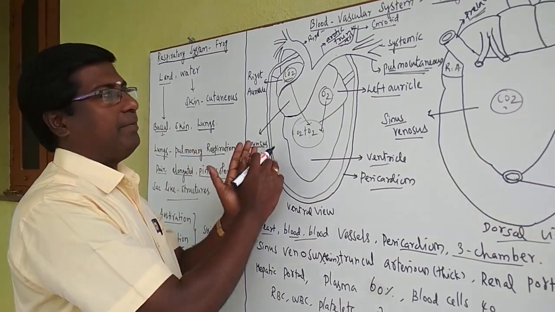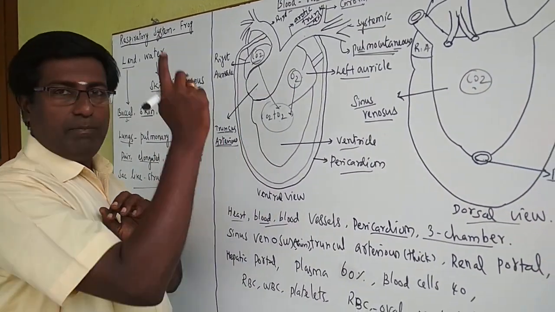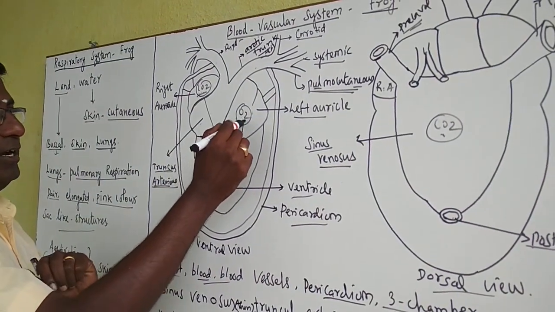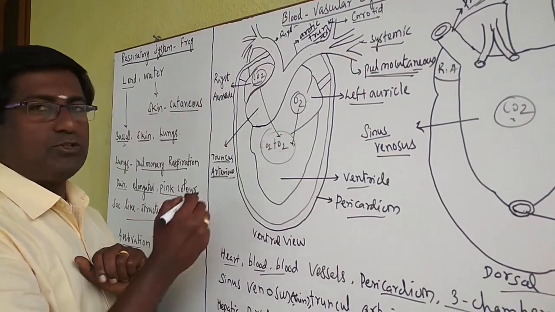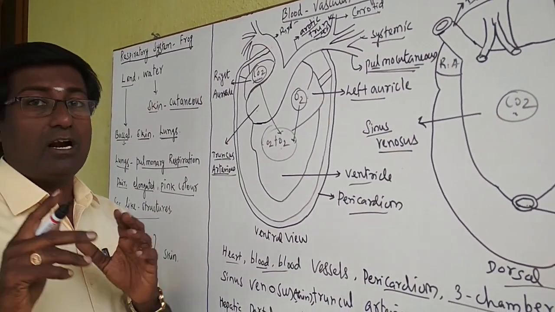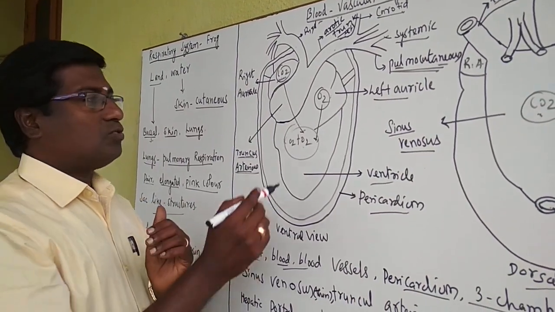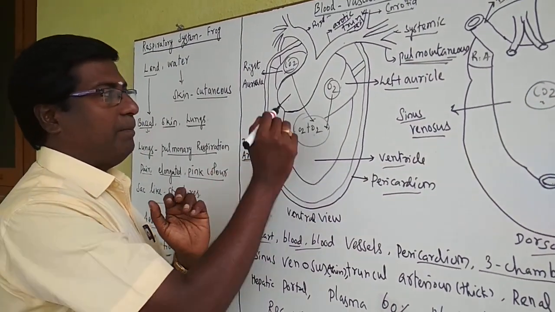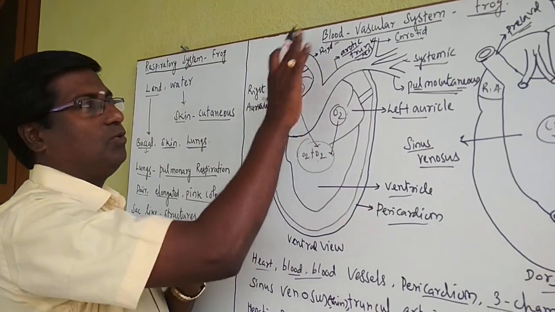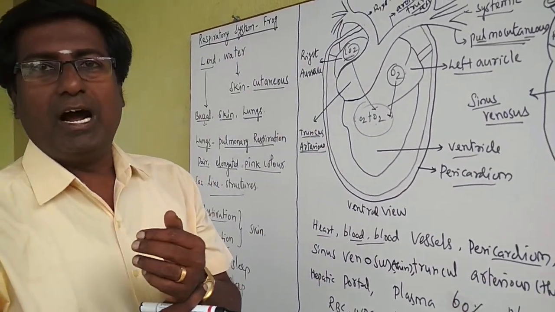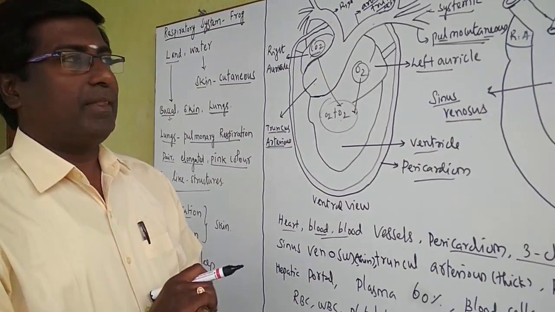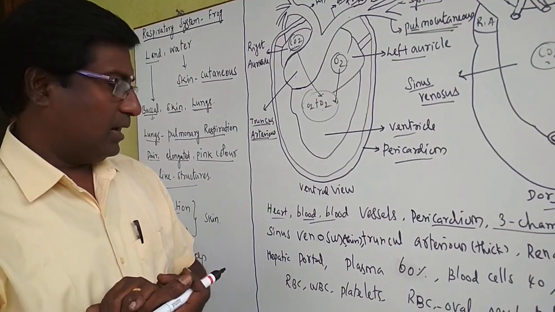At the same time, the left auricle receives oxygenated blood from the lungs. Both auricles contract, and the oxygen and carbon dioxide blood both come to the ventricle, because only one ventricle is there, not four chambers as in the frog. So the ventricle contracts, and the mixed blood only goes to the truncus arteriosus and on to all parts of the body. Okay, this is about the heart of the frog.